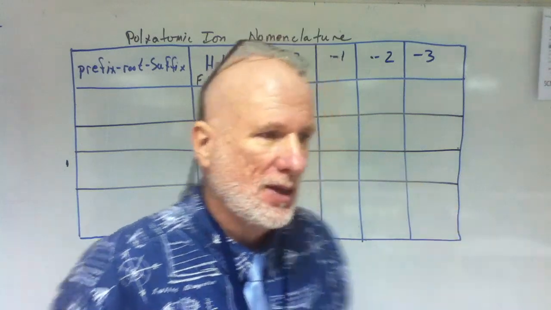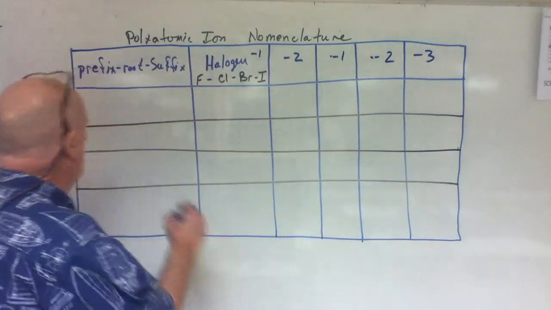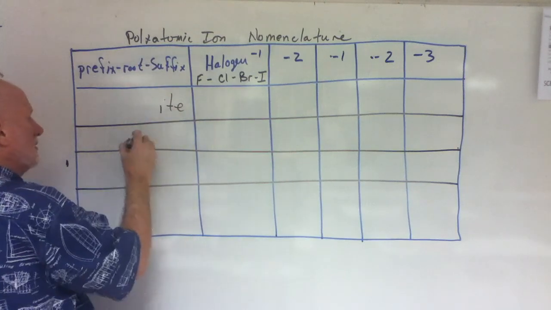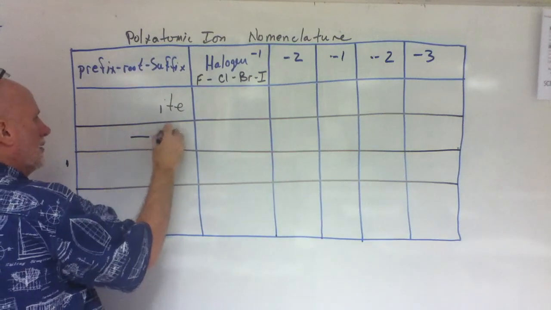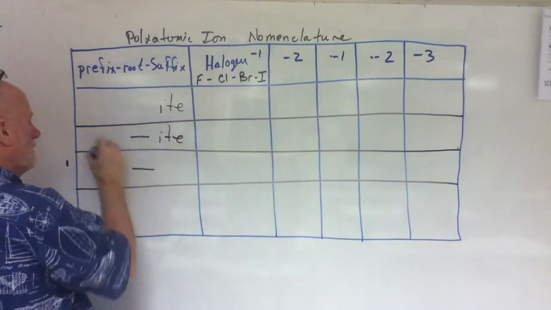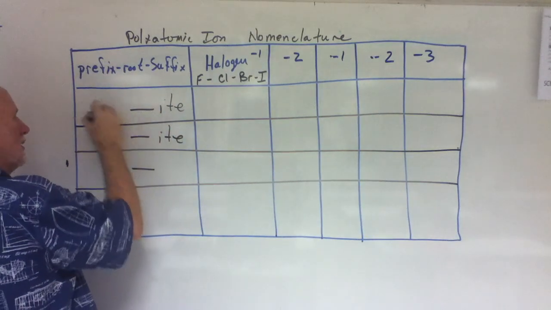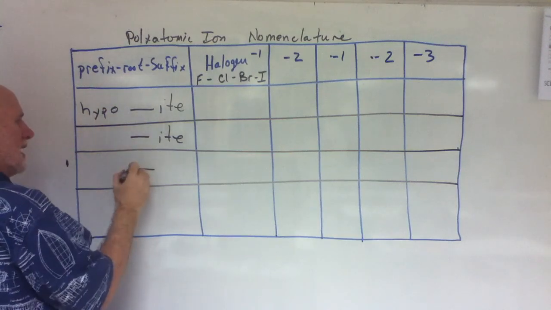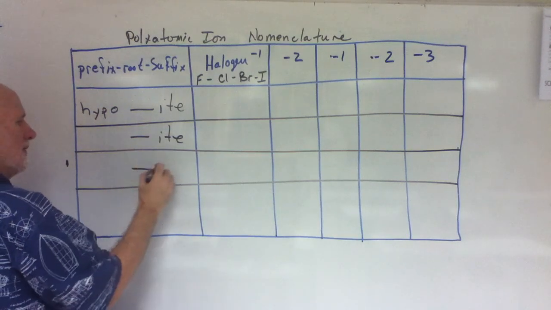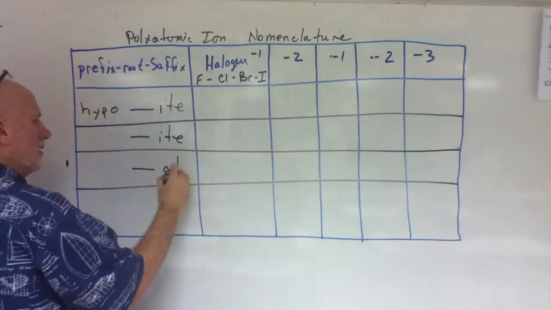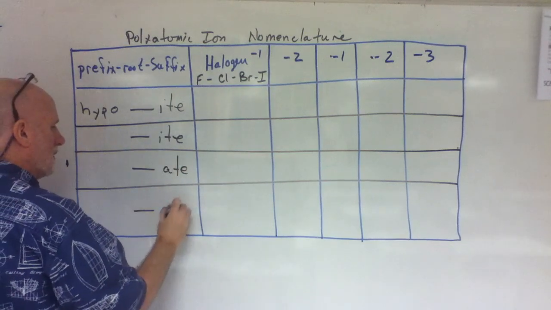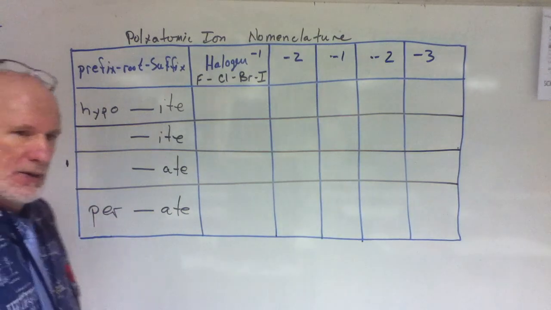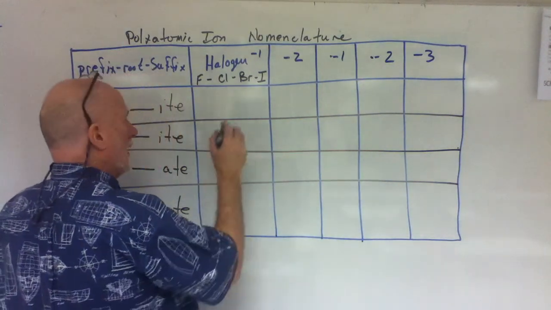Okay? Now, I have a suffix, ite. The root is the middle, ite. Hypo, then just ite, this is the root, this is going to be ate, and this will be ate, per. Okay?